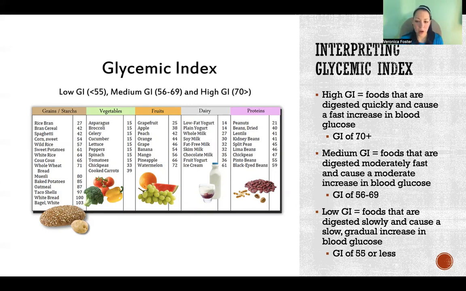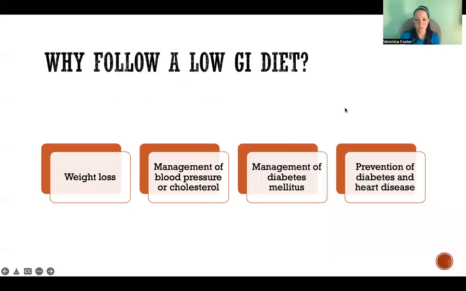Medium GI foods would be 56 to 69 on our glycemic index. Those are foods that are broken down and absorbed at a moderate rate. So we're going to get a moderate increase and a moderate decrease. Low GI foods would be at a 55 or less. Those are foods that are broken down more slowly, more gradually, and cause a gradual increase in blood glucose and a gradual decline in blood glucose.